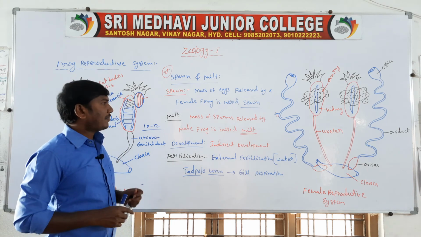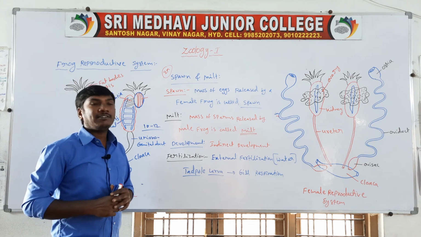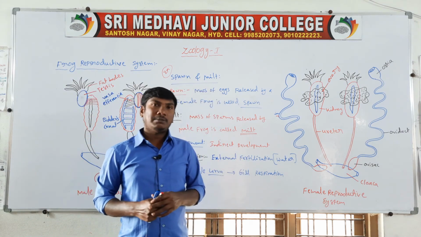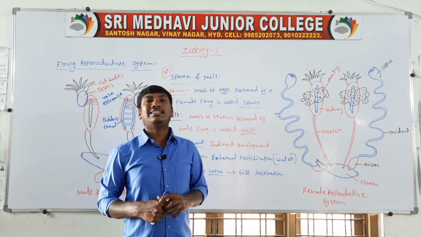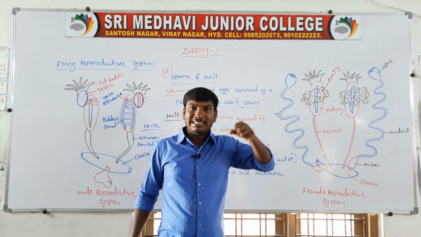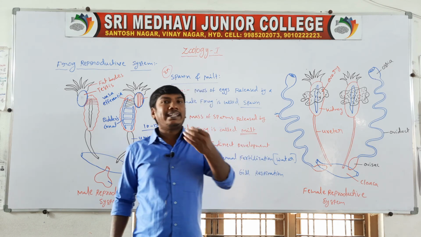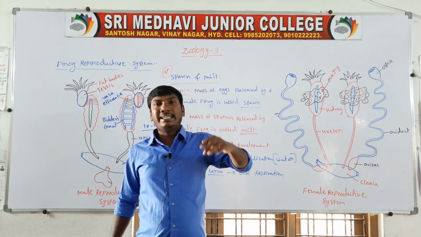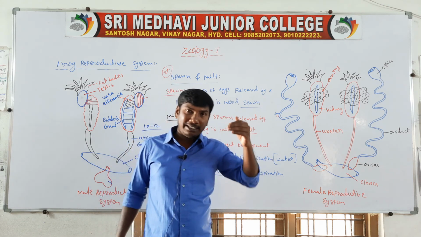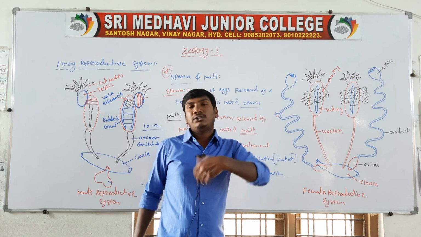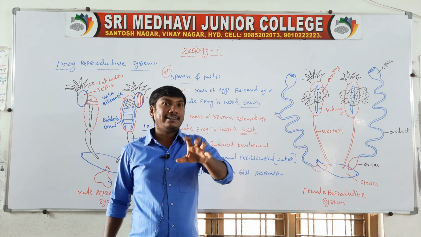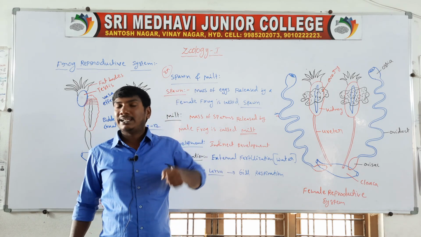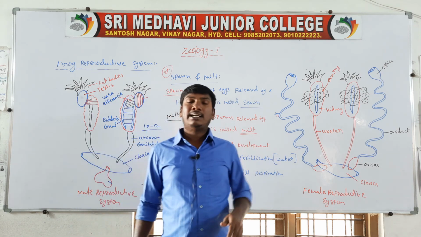Next one, the economical importance of the frogs. The frogs are useful to human beings because they are insectivorous animals. Insectivorous means they eat insects. So the insect population decreases, which is one of the uses to human beings.